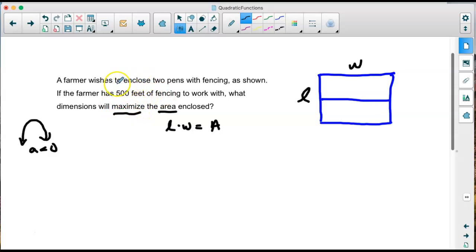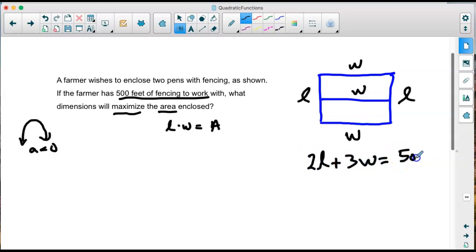So what were we given in this problem? We have 500 feet of fencing to work with. So that's really not an area, that's a perimeter. So that's adding up all these sides here. Well, this side is L also, this side is W, and this piece in the middle would also be W, because that's a width of the rectangle. So basically we're going to have two L's and three W's that equal 500.